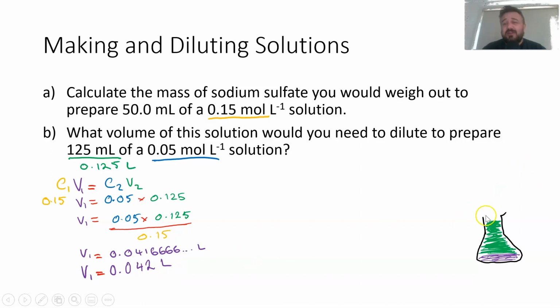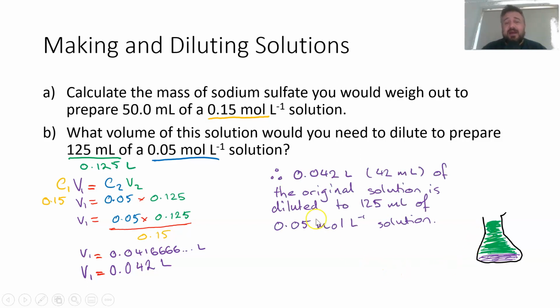So we take 0.042 liters of the original solution, put it into our Erlenmeyer or conical flask, and then we add enough to make it up to 125 milliliters. Actually, you wouldn't do it with a conical flask. You'd do it with a volumetric flask, but I couldn't draw one, so that's what we get. So therefore, our 0.042 liters or 42 milliliters of the original solution is diluted to 125 milliliters of 0.05 moles per liter solution. So again, working out, answer.